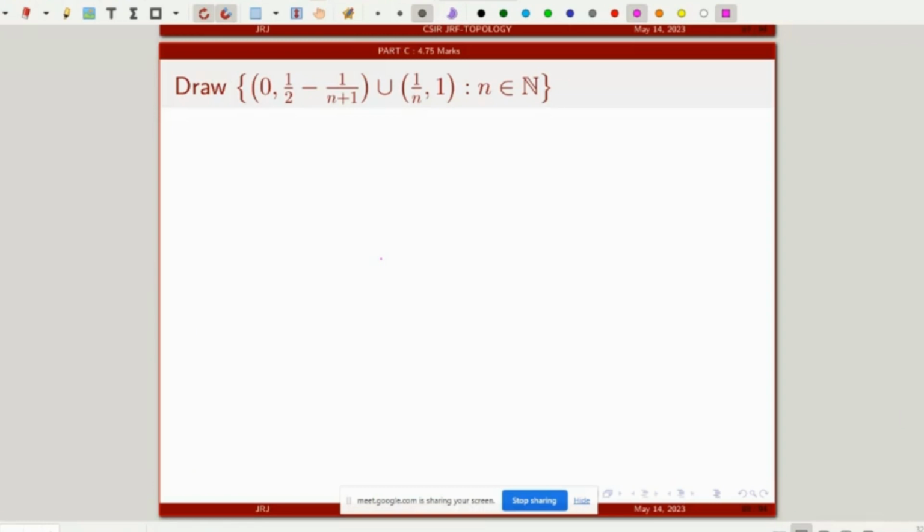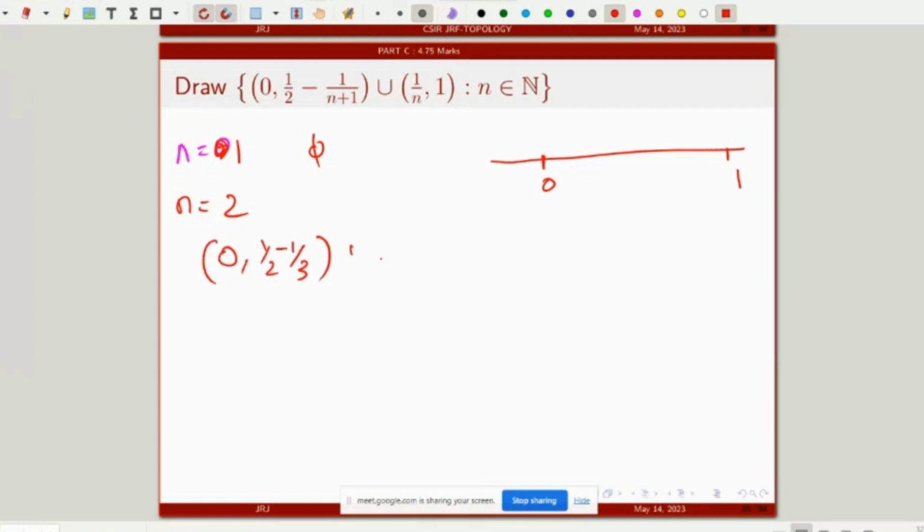So when you see such a question, try to figure it out. How will these open sets look? What happens if n equals 1? This will be empty, and this will also be empty, so we get an empty set. Now what happens if n equals 2? The open set is (0, 1/2 - 1/3) union (1/2, 1). So this is (0, 1/6) union (1/2, 1).